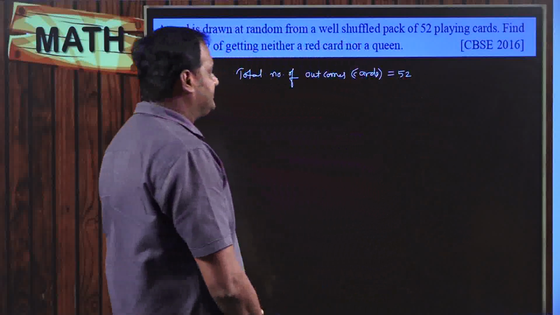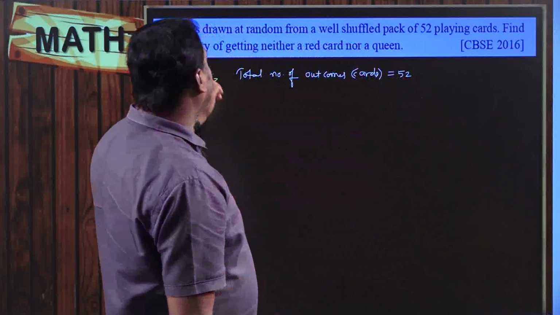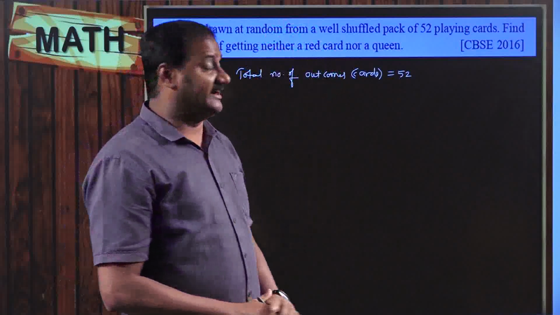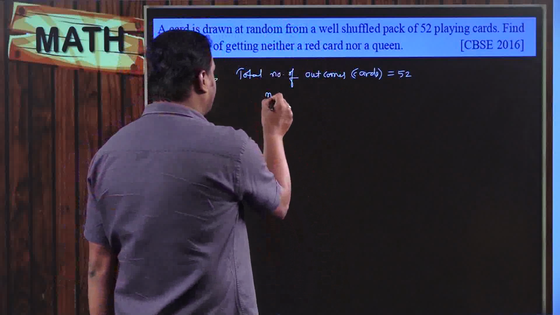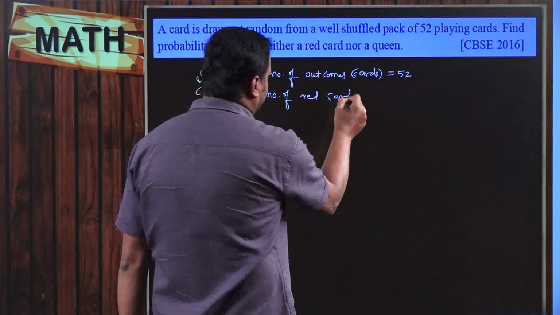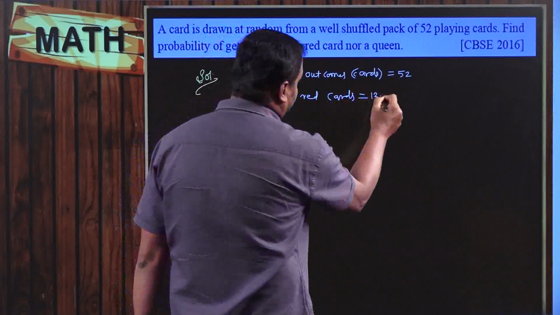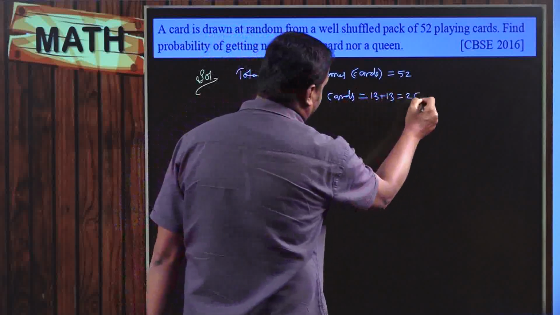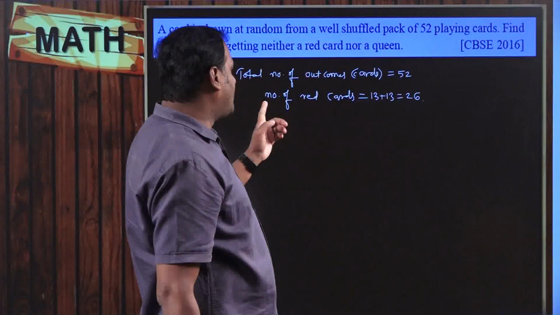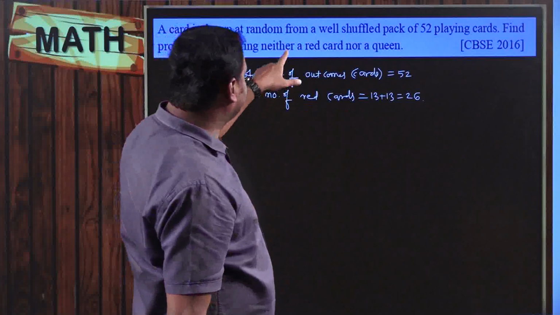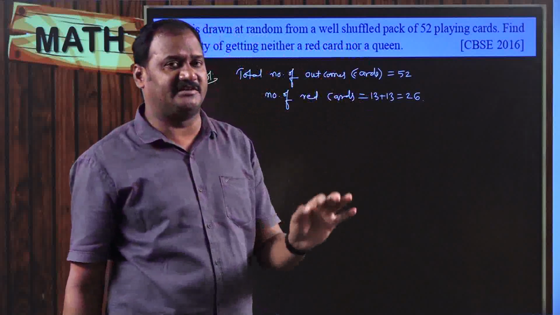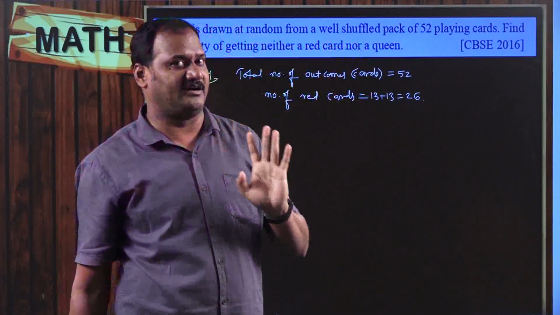Fine. And what is the question here? Find the probability of getting neither a red card nor a queen. Neither a red card. So how many red cards are there? The number of red cards is 13 plus 13, which is equal to 26 red cards. Neither a red card means it should not be a red card; absolutely, it should be a black card.